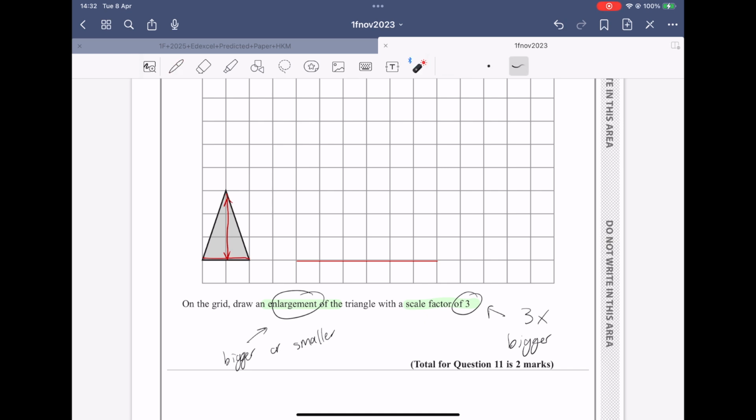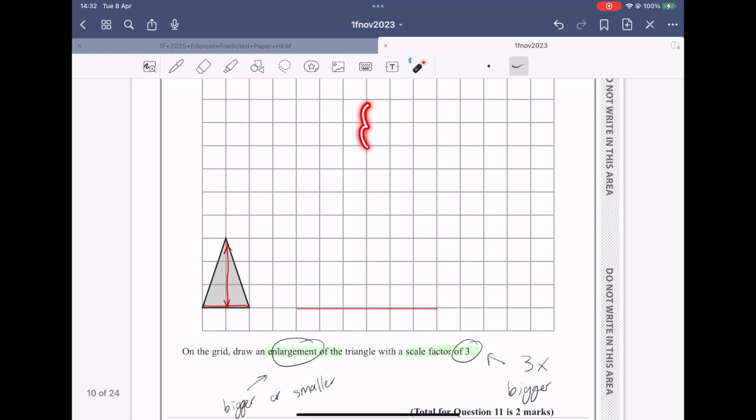So if I use this, we've got 1, 2, 3, 4, 5, 6, 7, 8, 9. Should end up here. Let's triple check. 1, 2, 3, 4, 5, 6, 7, 8, 9. Lovely, and then just connect it up. There we are, and that's my triangle, enlarged 3 times. Alright, so it's got 3 times bigger.